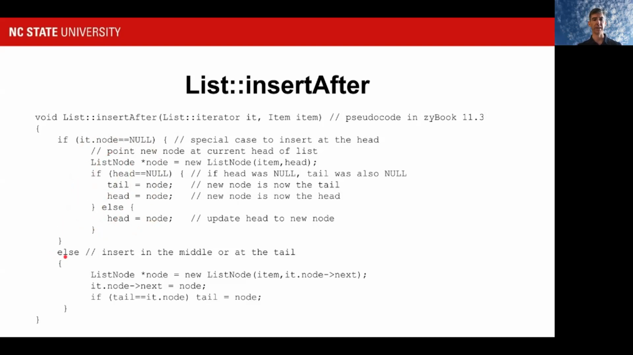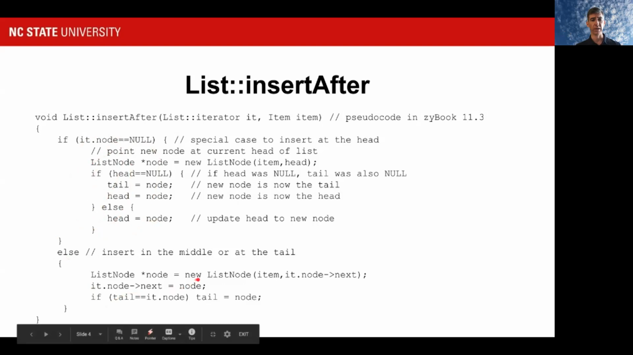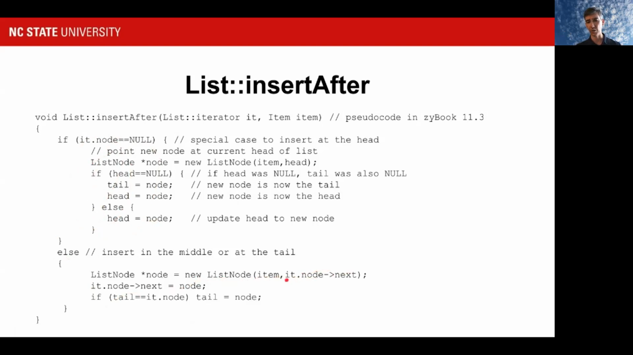Okay, else I'm inserting in the middle of the list or I'm inserting at the tail of the list. And this actually turns out to be pretty simple. So I make a new list node, and using a similar trick, when I allocate it, I give it the next pointer of the node I'm pointing to. Now, if there's actually something there, then it's going to be pointing to that node. But if there's nothing there because it's the tail, then that's going to be a null pointer, and I'll be initializing this node to have a null pointer, which would be what I need to have happen if it's the tail of the list.